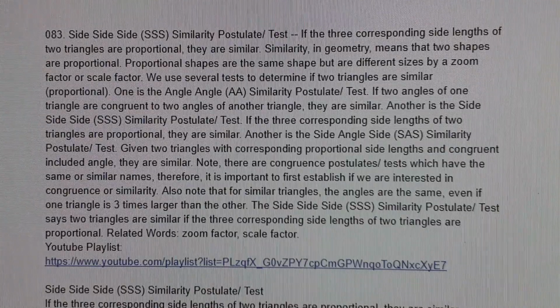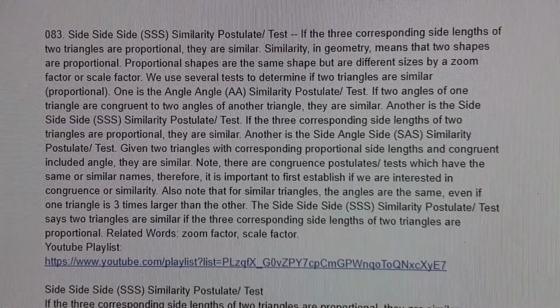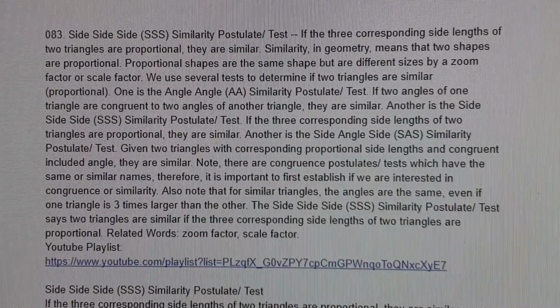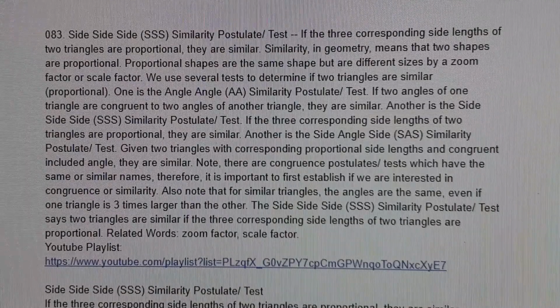One is the angle-angle AA similarity postulate / test. If two angles of one triangle are congruent to two angles of another triangle, they are similar.